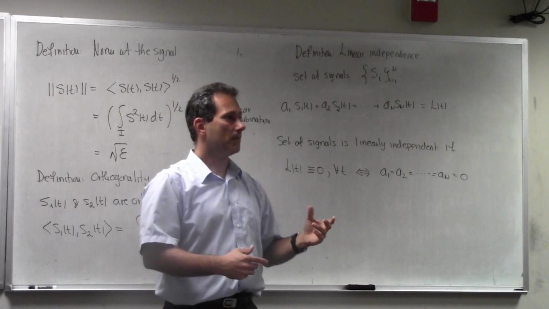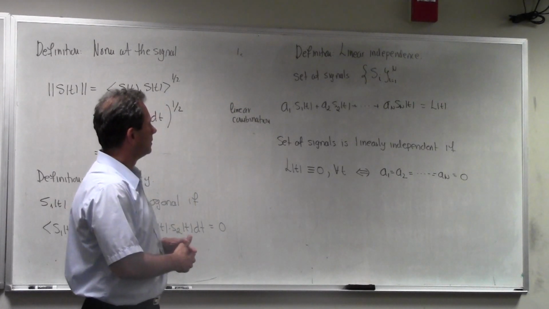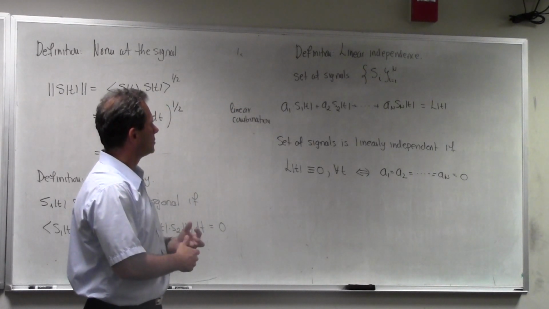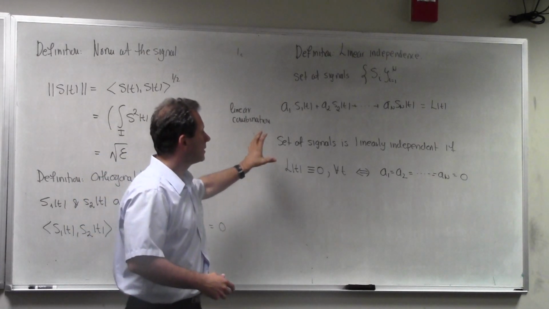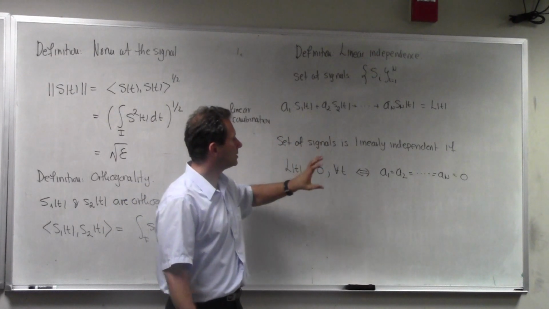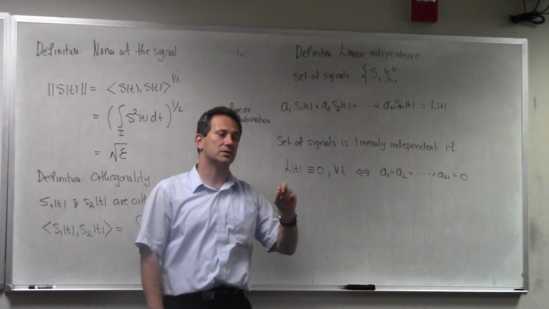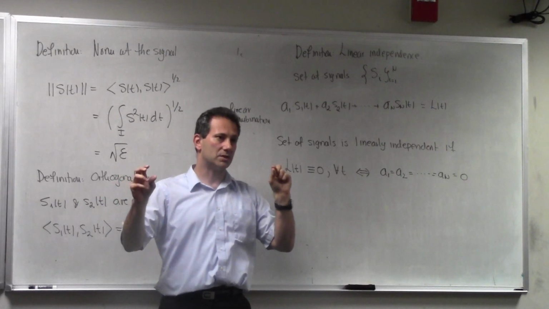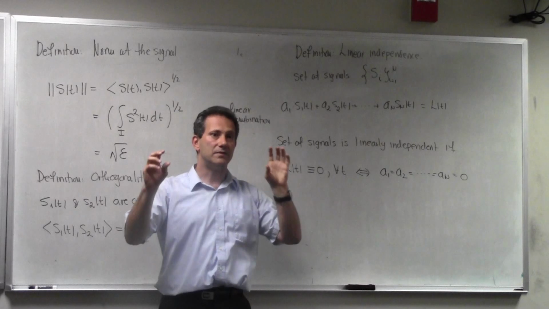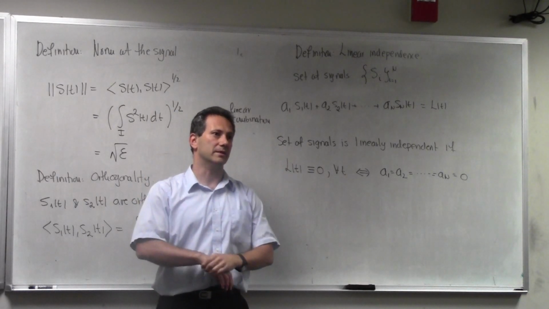Okay, so that's a definition here. Simply restating what I just said, if I can express one of the signals as a combination of the others, then the signals are linearly dependent. If there is no way that I can do that, then the signals are linearly independent.